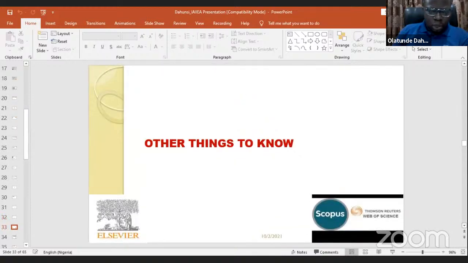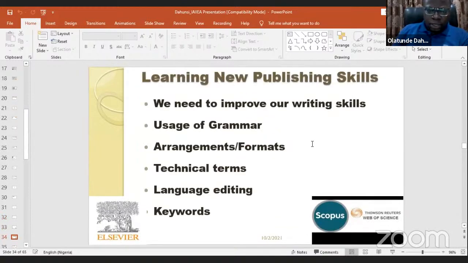Now, other things you need to know about publishing. These things are very important. You need to improve your writing skills over time. Usage of grammar is very important because some of your work will be rejected because the English usage is bad. Now, format, you must understand. Technical terms, every discipline has its own technical terms. That's why you must edit your language, and your keywords are very important. Now, what are keywords? Over time, I tell people that keywords are very important. That is what defines you.